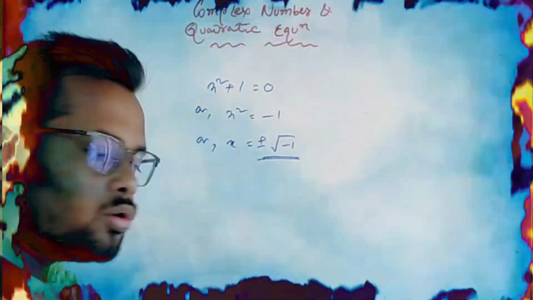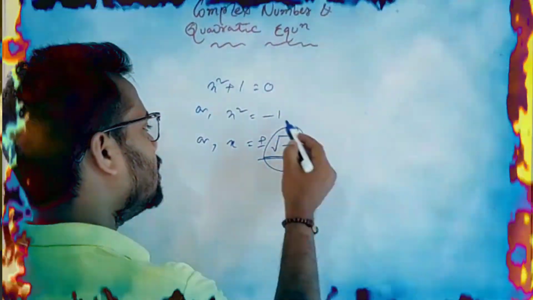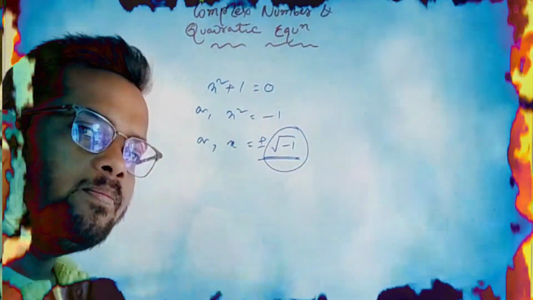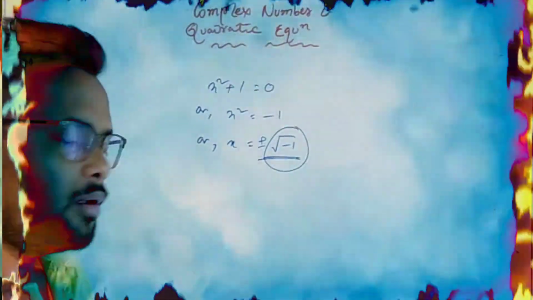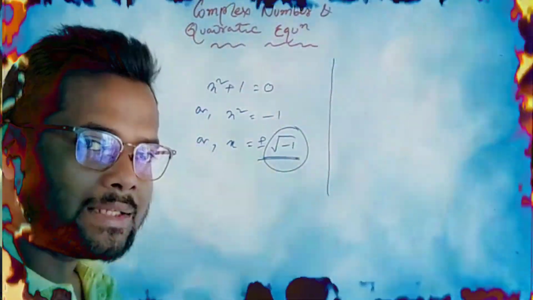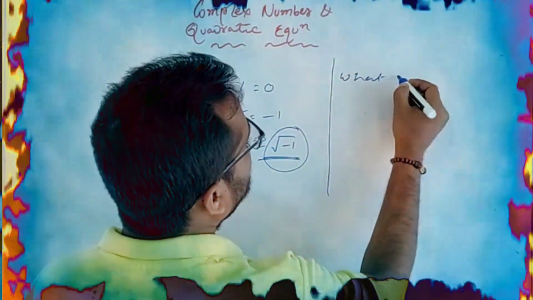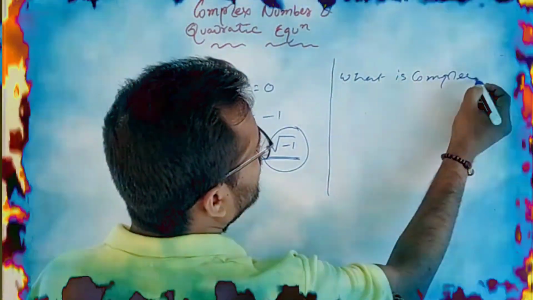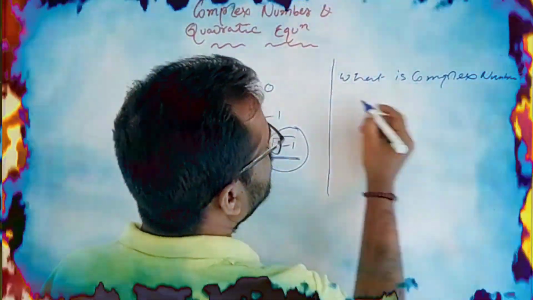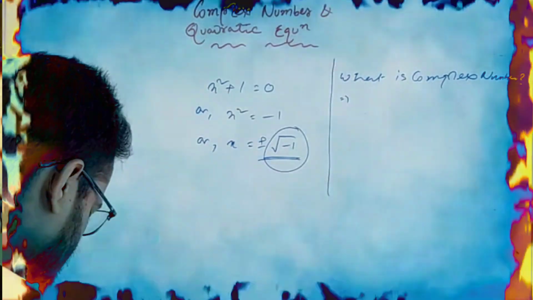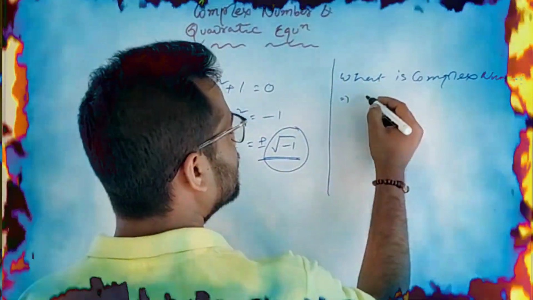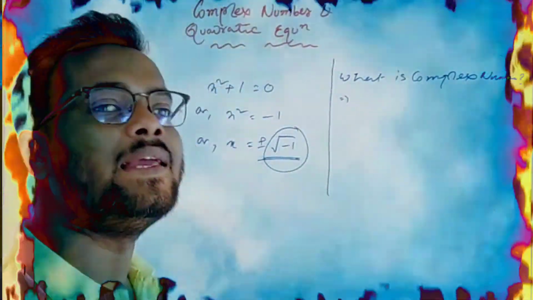Till now we don't know the value of this. That is root of -1. So the complex number, if there is a question, what is a complex number? What is the answer? A complex number is a combination of real and imaginary number.